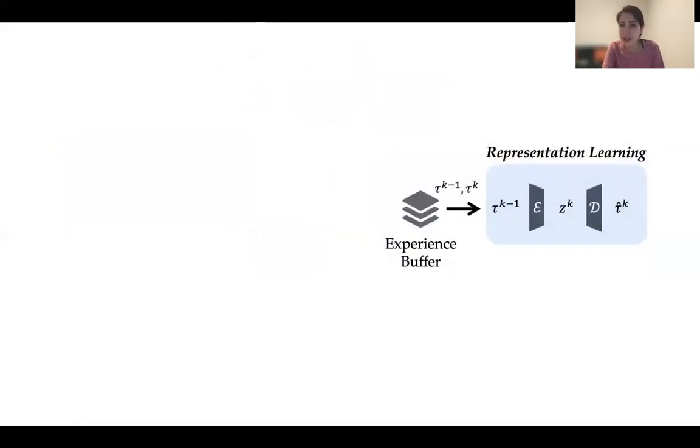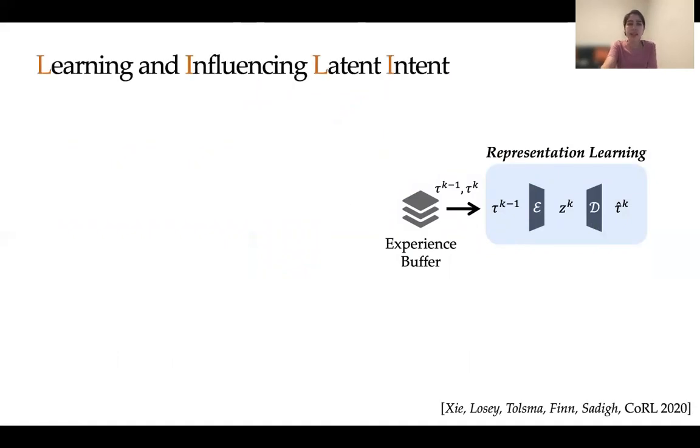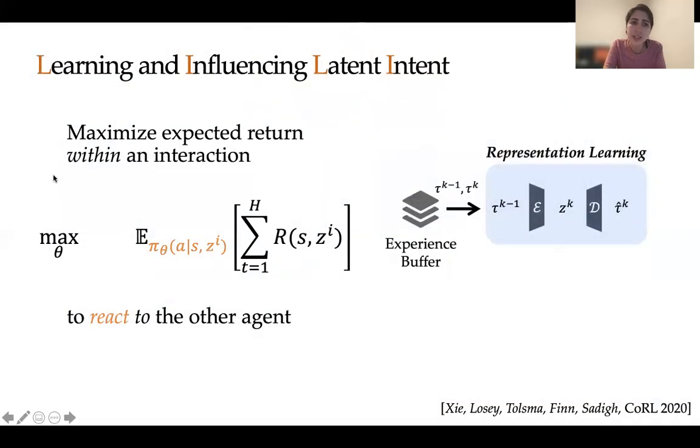And once we have this latent intent or latent representation, we can actually use that in planning, right? So we have this algorithm called learning and influencing latent intent, which uses a representation Z within a reinforcement learning loop. And what it tries to do is maximize the expected return within an interaction. And through that, it's able to react to the other agent. So what we're doing is maximizing an expected return. And this expectation is over the policy of the ego agent, which is probabilistic. And it also depends on Z, which is the estimate that it has learned through representation learning. So as we train this reinforcement learning and representation learning together, we are able to do partner modeling. We are able to better coordinate with the other agent.